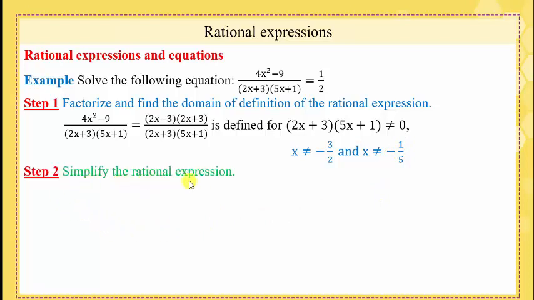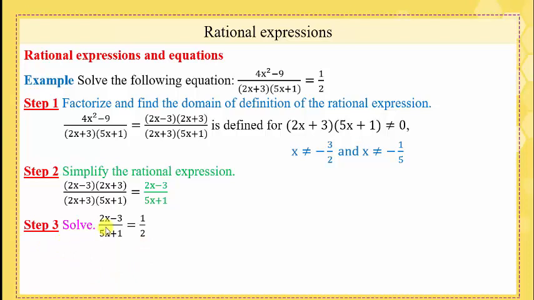Step 2, simplify the rational expression. We put the factored form, and then we have 2x plus 3 as a common factor between the numerator and denominator. So we must simplify the numerator and denominator by 2x plus 3 to get (2x minus 3) over (5x plus 1). Step 3, solve (2x minus 3) over (5x plus 1) equal 1 over 2. Pay attention here, we put the simplest form equal to 1 over 2. And then, since we have equal between the two fractions, we can make a cross product. So 2 times (2x minus 3) equal 1 times (5x plus 1).